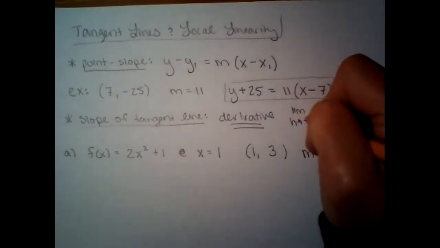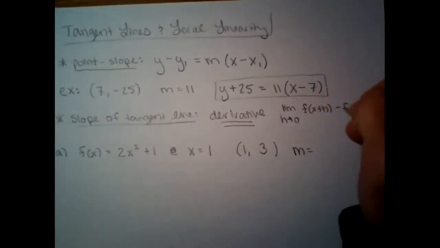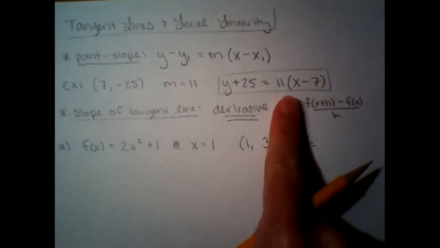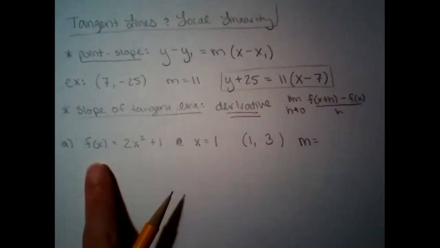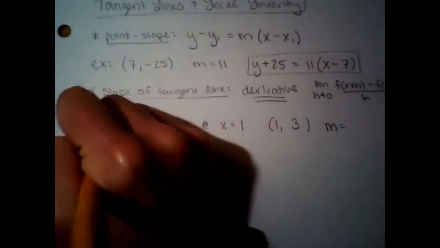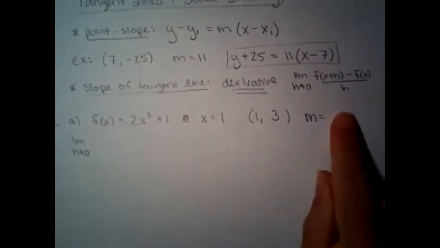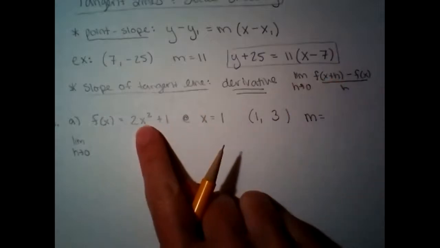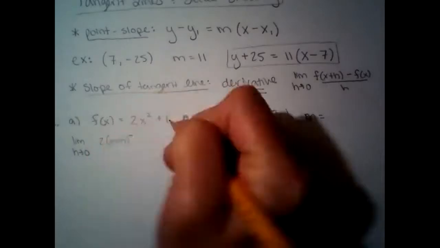It is limit as h goes to 0, f of x plus h minus f of x all over h. And remember, it's just a whole big bunch of algebra. Without this limit, it's just an algebra problem. Okay, so we're going to do this for this function. So limit as h goes to 0. And the first step is you're going to plug x plus h into the function. So we will have 2(x plus h) squared plus 1.